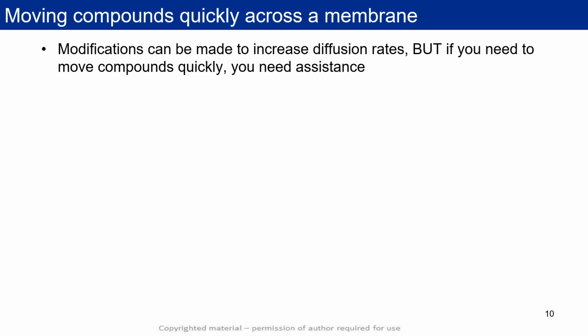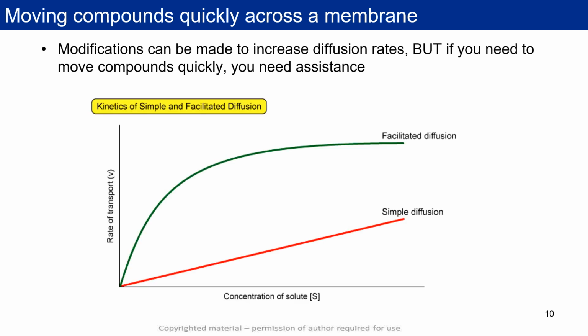If a substance needs to move across a membrane via simple diffusion, then modifications can be made to increase diffusion rates, like decreasing the diffusional distance or increasing the surface area for diffusion. But simple diffusion is relatively slow, especially at low concentrations. This fact is illustrated in this graph.